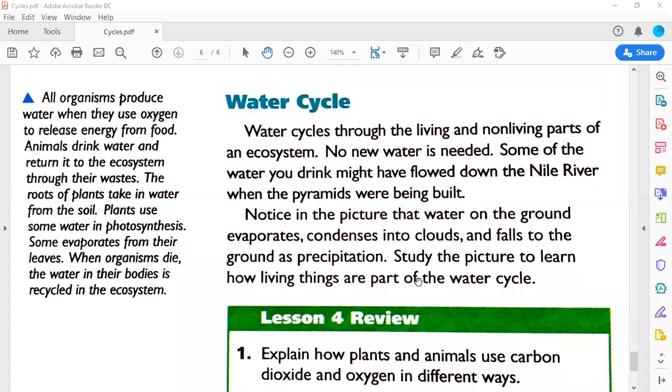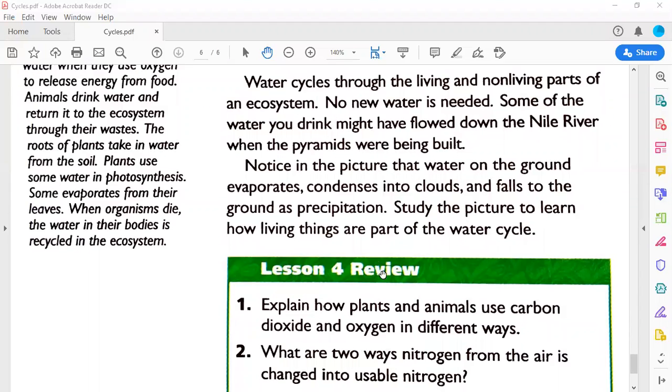And we're not going to read this because I already explained. Well, it says water cycles through the living and non-living parts of an ecosystem. No new water is needed. Some of the water you drink might have flowed down the Nile River when the pyramids were being built. Notice in the picture that water on the ground evaporates, condenses into clouds, and falls to the ground as precipitation. Study the picture to learn how living things are part of the water cycle.